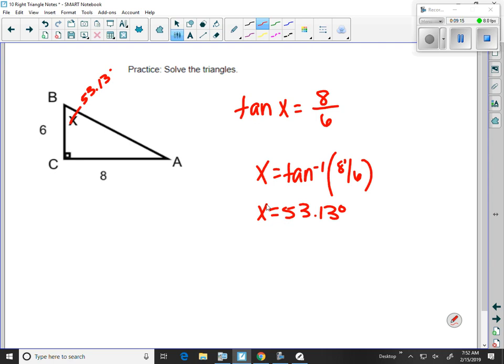Now we can get this angle here pretty easy. If we take 180 and we subtract 90 and then we subtract our 53.13, that will give us our angle. So you should get 36.87 degrees. Okay, any questions or issues on finding the angles so far?